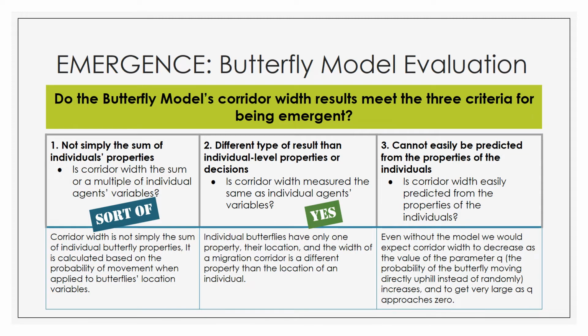The behavior of individual butterflies is also largely imposed. We can predict how often one will move uphill or randomly just from q, instead of having this behavior emerge from a complex submodel that considers, for example, how steep the hill is or where food or other butterflies are. So the right answer here would be really no.